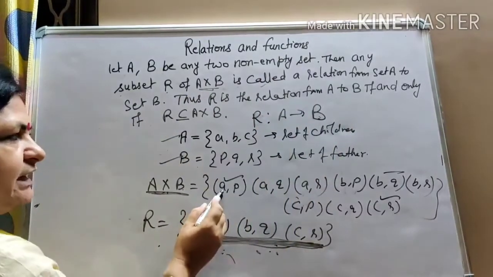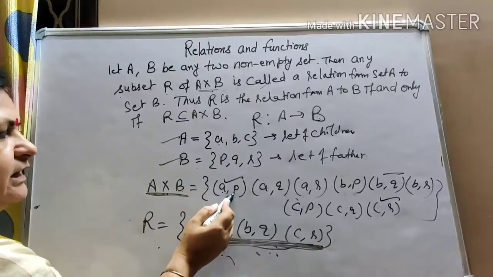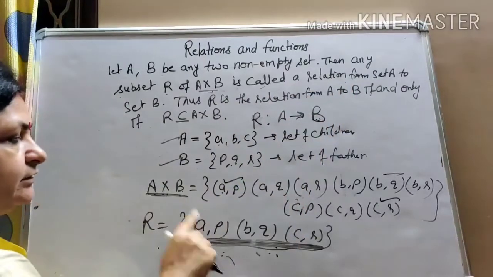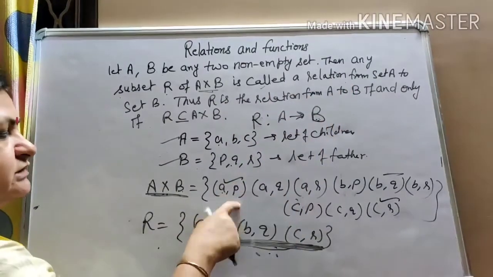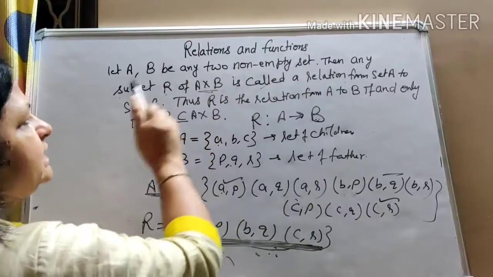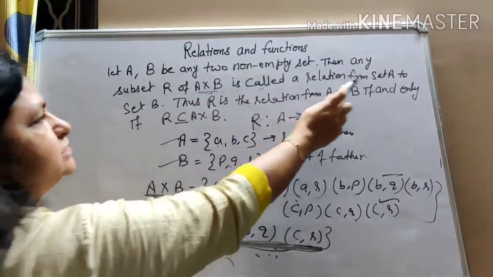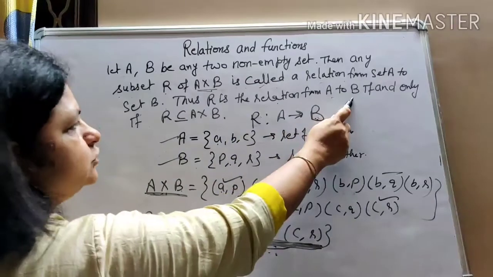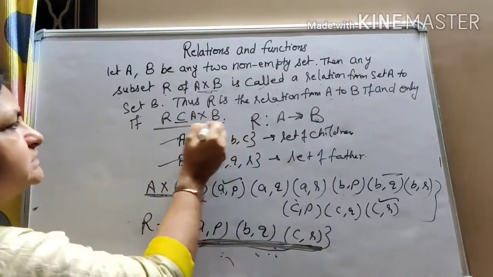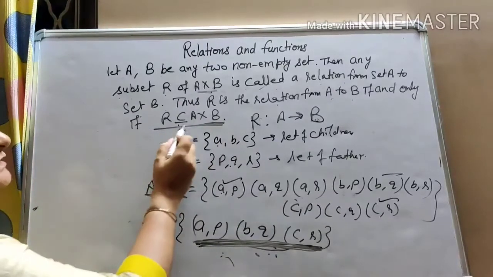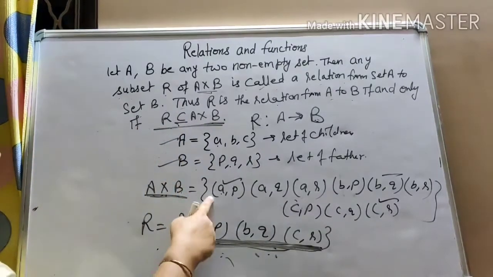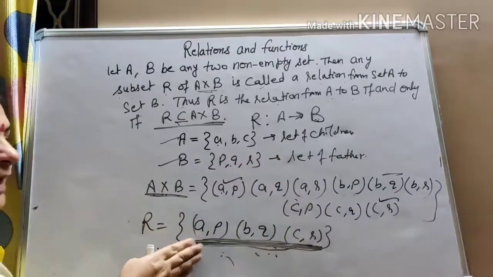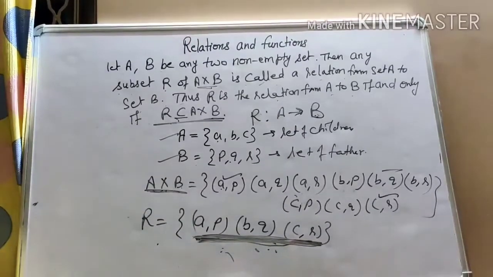It means first element is from set A and second element is from set B. So relation is from A to B. And in relation we have always elements which are subset of A cross B. So any subset R of A cross B is called relation from set A to set B. So thus R is the relation from A to B if and only if R is the subset of A cross B. It means proper subset or simple subset of A cross B. It means all elements of A cross B can be the member of this relation R.